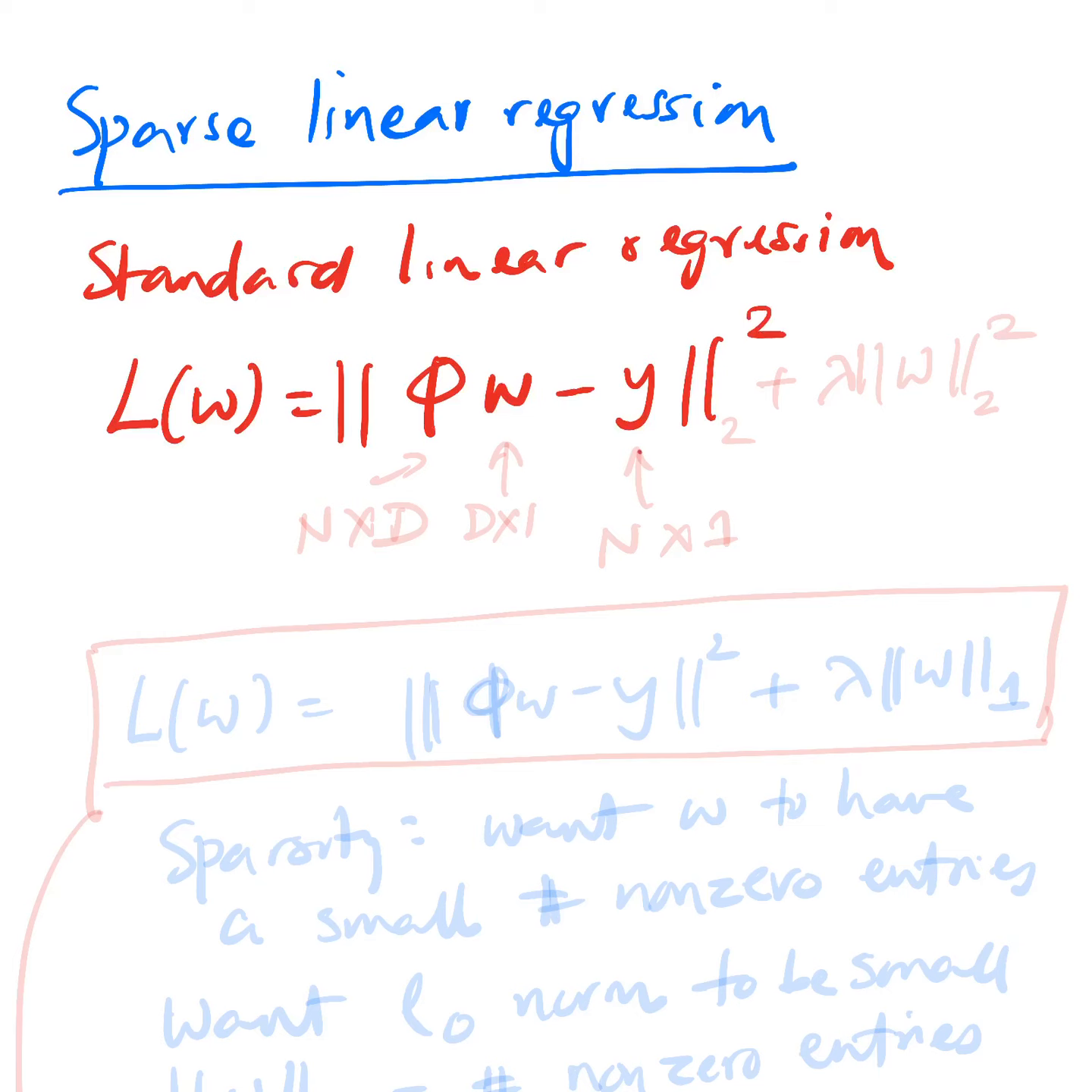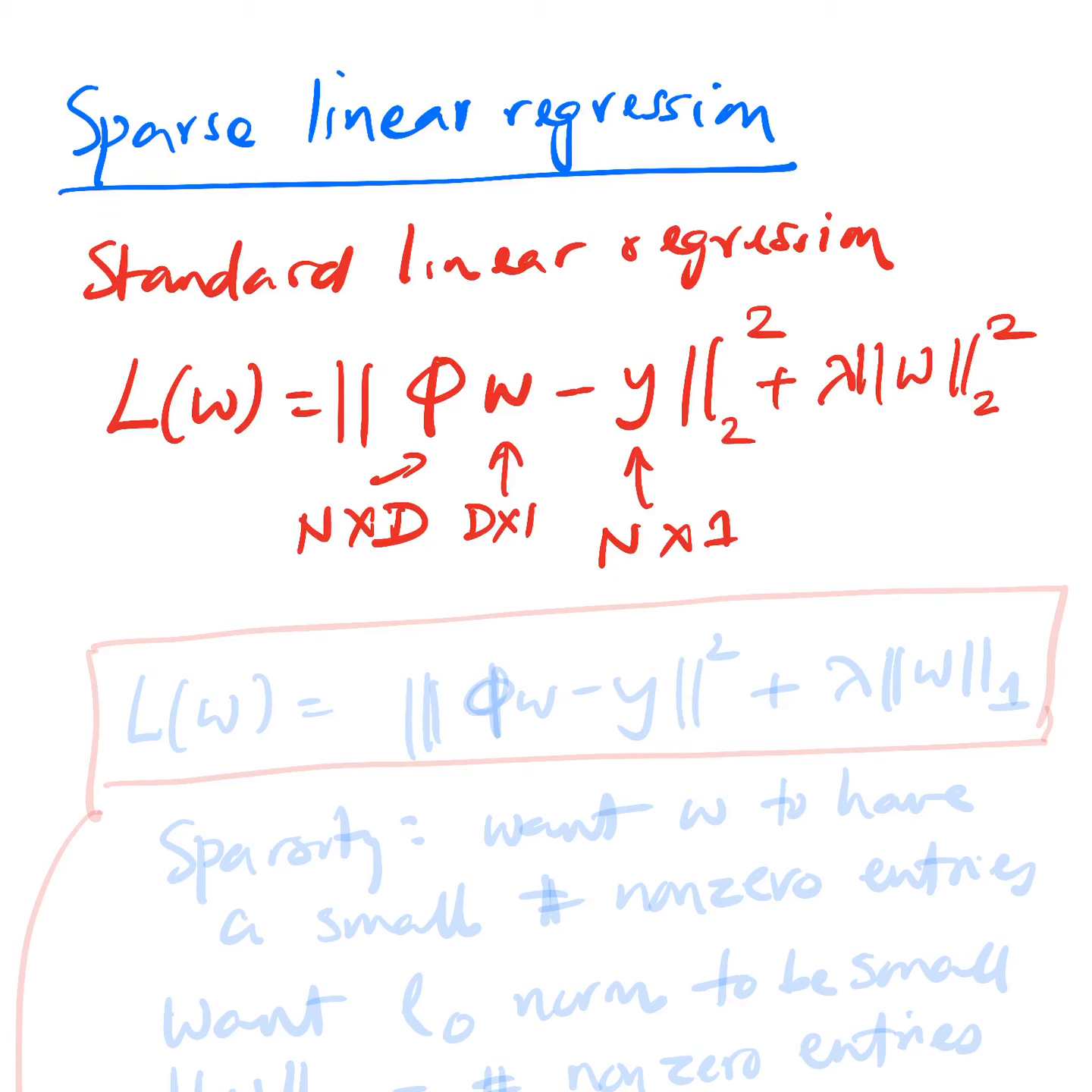So reminder, if there are n examples, this is n cross 1. This is n cross the dimension of the feature vectors. So this is also d cross 1. And then you have a regularization term that we had taken to be the L2 norm squared. I'm going to be explicit here, L2 norm squared of W.